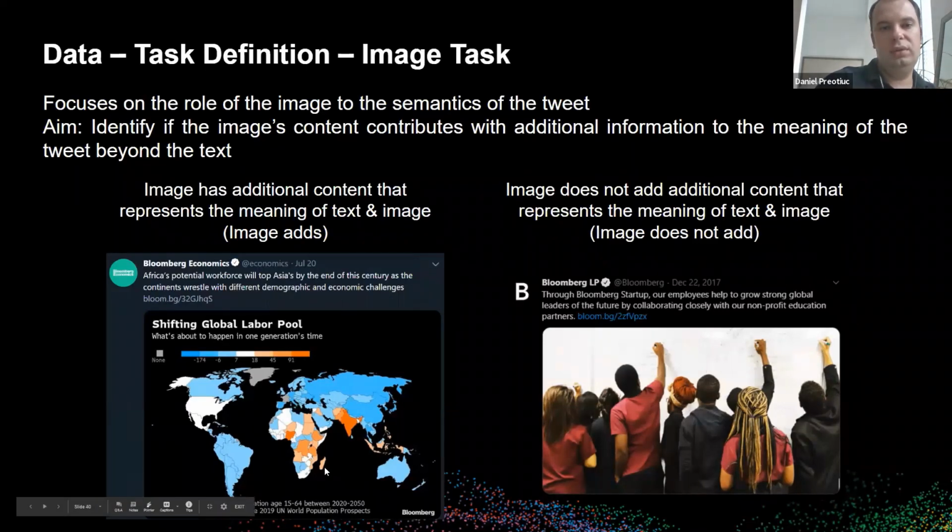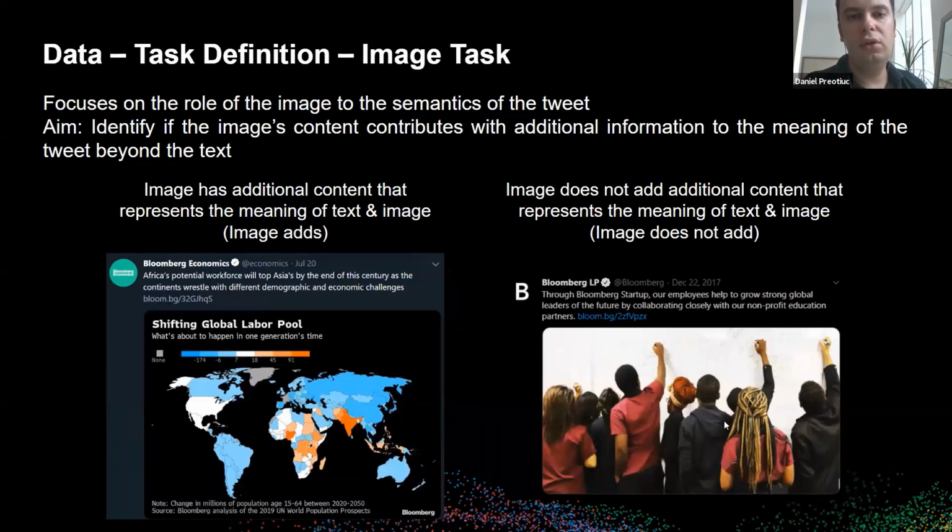It shows the key information that Africa has higher numbers here, but also shows other regions, India for example. So there's much more information than just what's highlighted in the text. On the other hand, the image cannot add any additional content beyond the text. This text reads, "Through Bloomberg startup, our employees help to grow strong global leaders," and so on, with just an image of people. This adds no additional content.